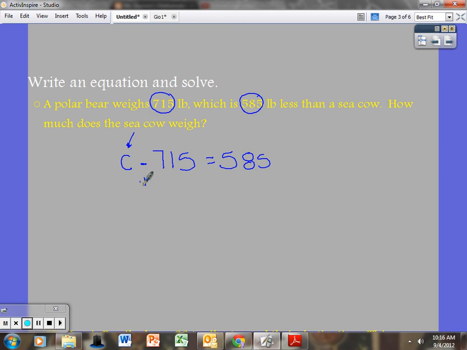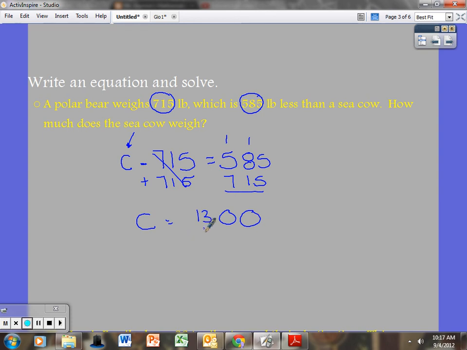So I'm going to add 715 to both sides. That cancels this 715 out. I will add 715 to this side. I am just left with C on this side of the equation, which I want. 5 plus 5 is 10. I would group my 1 ten. 8 plus 1 is 9, plus 1 is 10. Group my 1 ten. 7 and 5, the last time I checked, was 12, plus 1 is 13. So that means a sea cow weighs a whopping 1,300 pounds.